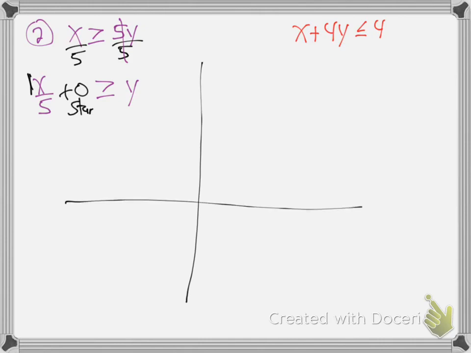We start at 0. So that'll be right here in the middle. And then this is rise over run. So I go up 1 over 5. Up 1 over 1, 2, 3, 4, 5. There's the second dot. Connect those dots.